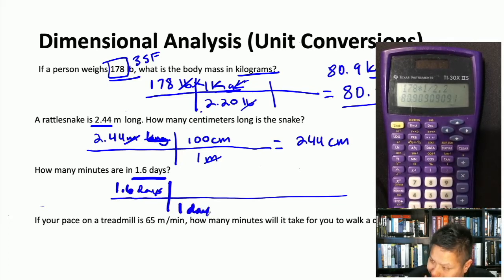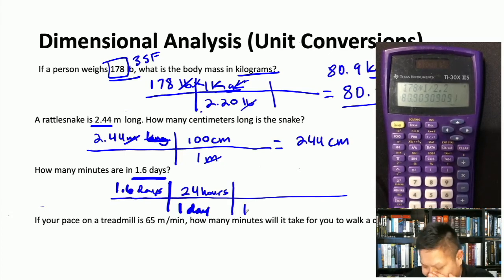just remember that when you're trying to get rid of a unit and move to something else, you're trying to cancel that unit. So you want to put that unit that's been canceled below the division line, right? So for every 1 day, you have 24 hours, right? And then for every 24 hours, or sorry, not for every, for every 1 hour, you could put 24 hours again, but that would just be unnecessary math. But then for every 1 hour, you have 60 minutes.